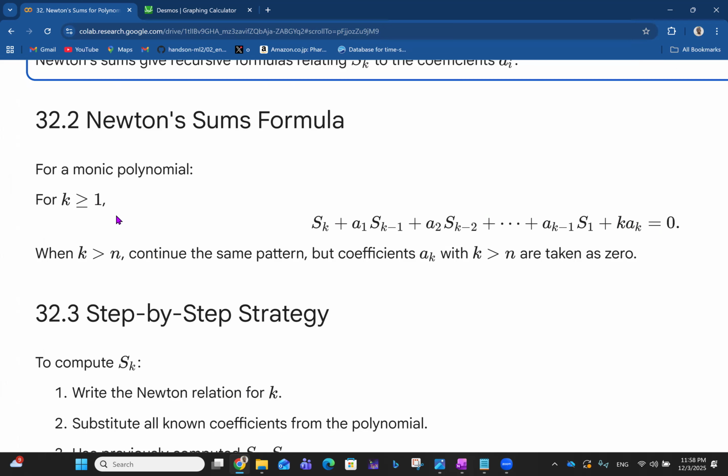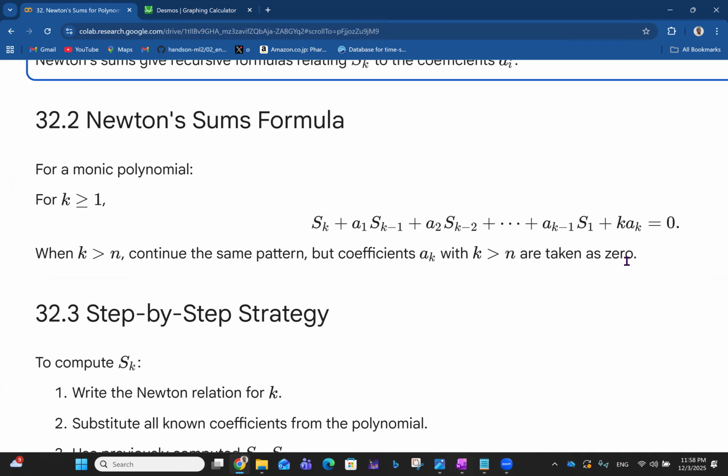Once you know k is greater than or equal to 1, then let's say k is 2, for instance. So you're going to have S2 plus a1 S1, plus a2 S0, and so on and so forth. So when k is greater than n, that is k is greater than the degree, you have to continue the same pattern, but coefficients ak with k greater than n are taken as 0.